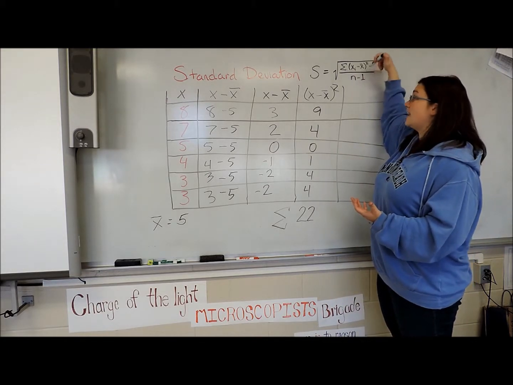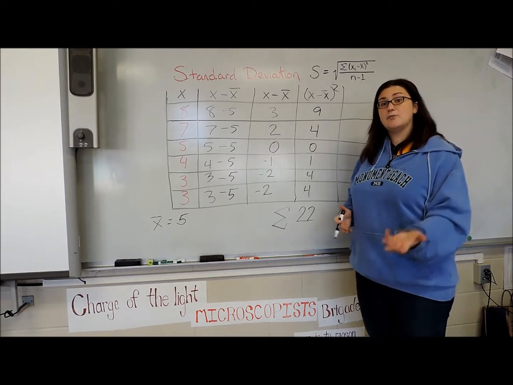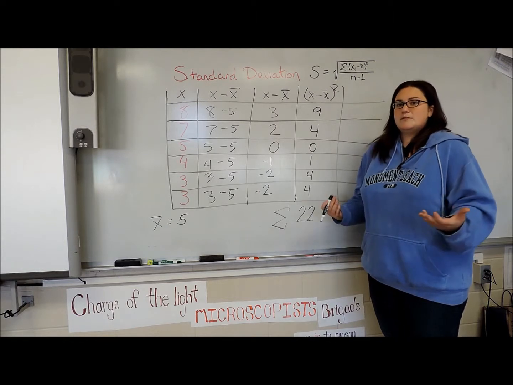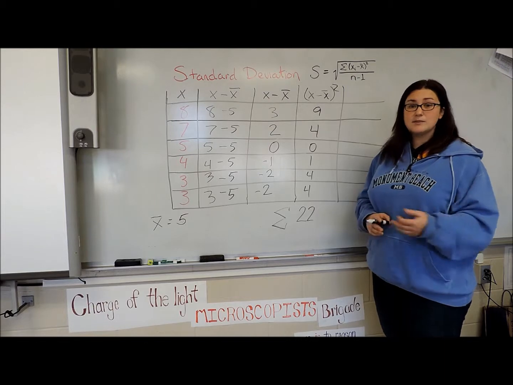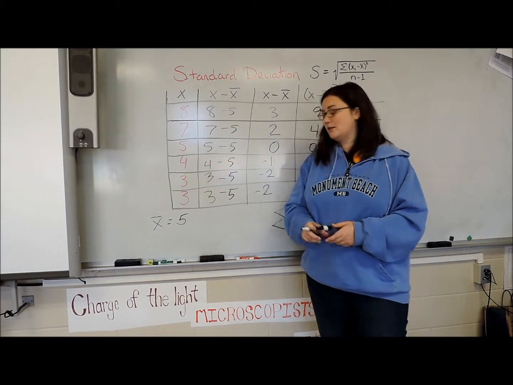We did this top half. We need to look now at n minus 1. If you recall from our discussion of mean, n is just the number of samples you have. So in this particular instance, how many samples did we have? We had 1, 2, 3, 4, 5, 6 samples.